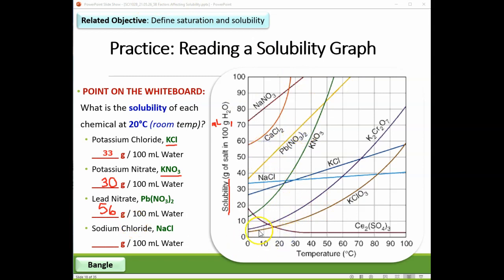Again, you should start at 20 degrees. You need to find the sodium chloride line, NaCl. Go up until you hit that line, then look left, and that will tell you the solubility. Take a few moments, pause the video, and continue playing once you have an answer.